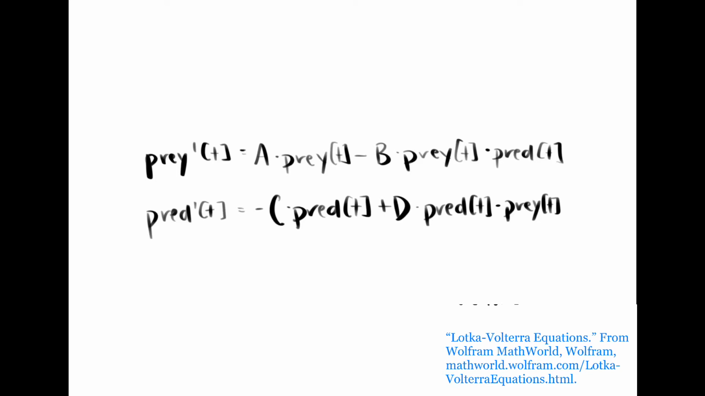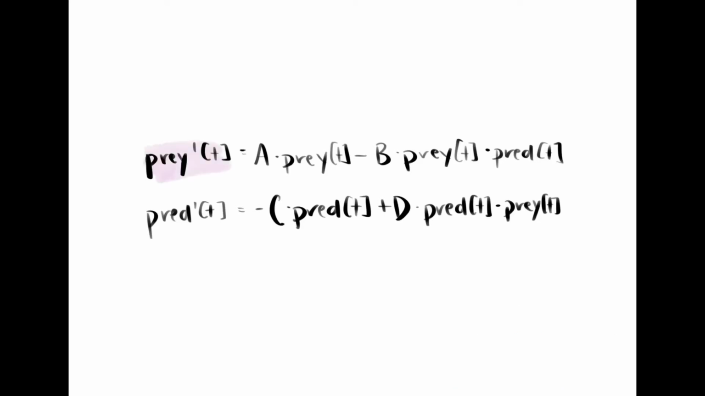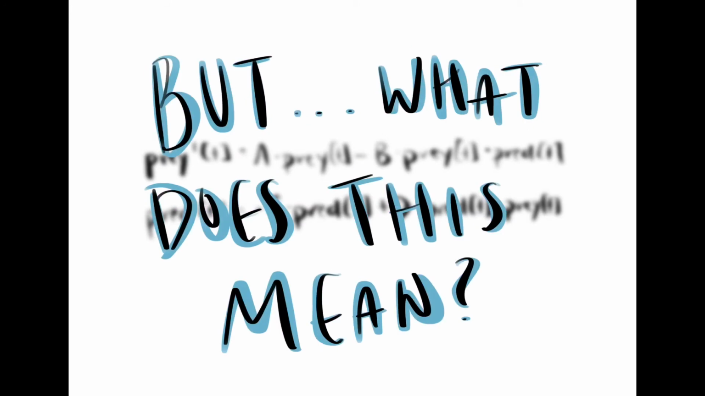model our scenario. The first of the two equations is prey prime of t, the change in the prey population with respect to time. This equals A times the prey population minus B times the prey population and the predator population. The second is predator prime of t, the change of the predator population over time. This one is defined by negative C times the predator population plus D times the prey population times the predator population. But what do these equations mean?